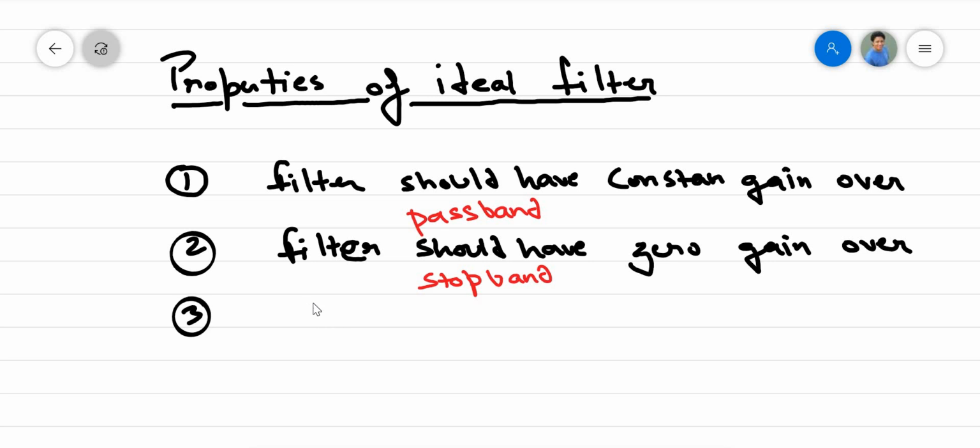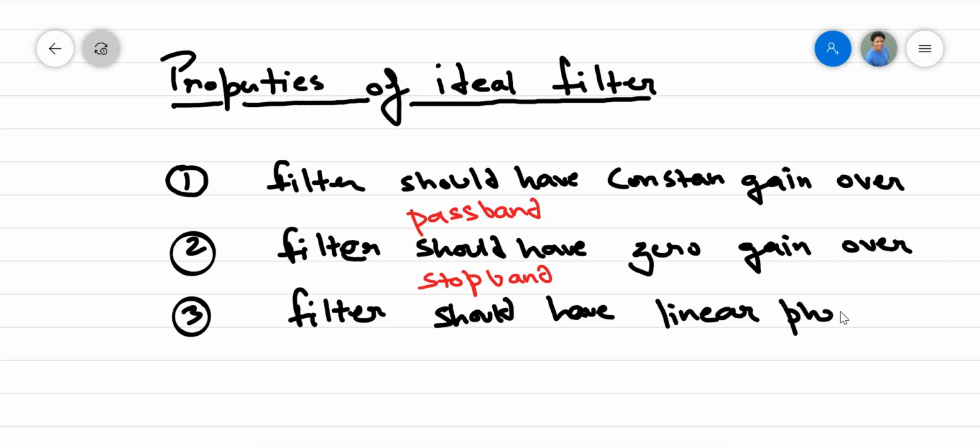Third is, the filter should have linear phase response. Linear phase response. And now we will see and discuss these three important properties of the ideal filter.